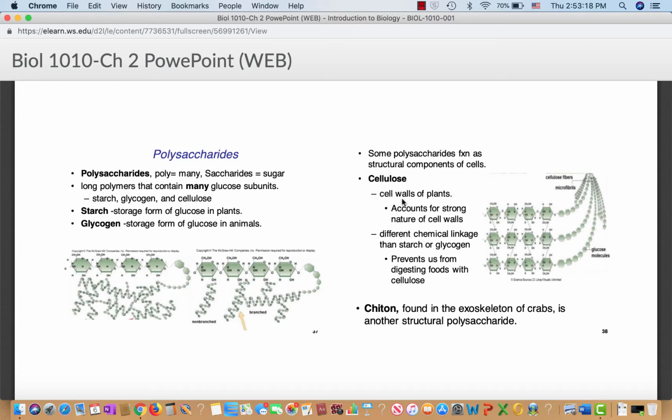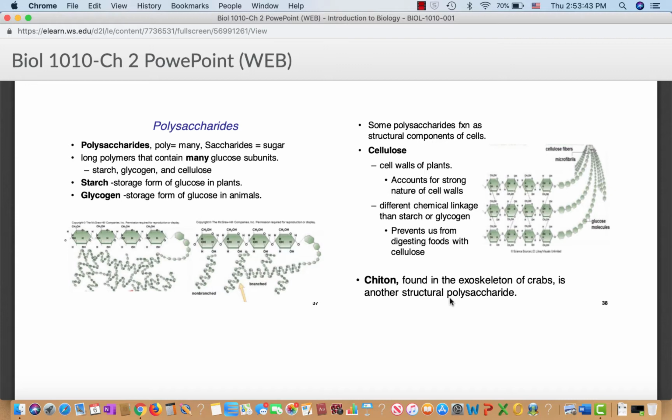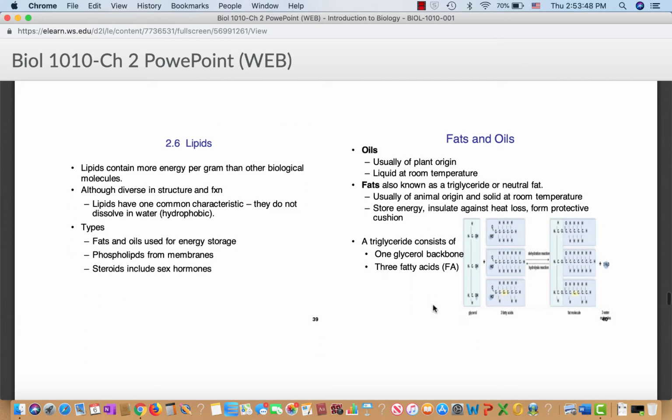Glucose is used in the cell walls of plants. I'm sorry, cellulose. I got sidetracked there. Cellulose is used in the walls of plants, accounts for strong walls, and has a different linkage than starch or glycogen, which prevents us from digesting it, but it is again the same subunit. This is all just sugar. And then chitin is found in the exoskeleton of crabs and is another structural polysaccharide.